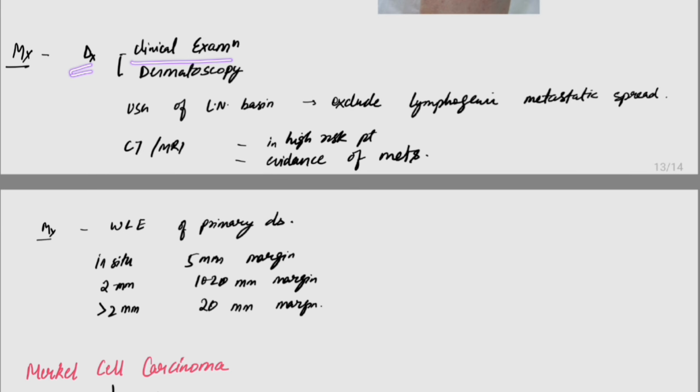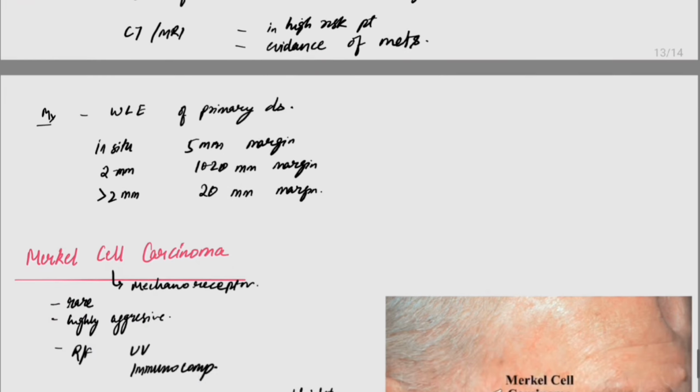Diagnosis is by clinical examination and dermatoscopy. Ultrasound of the lymph node basin can be done to exclude lymphatic metastatic spread. CT or MRI has to be done in case of high risk patients or if there is evidence of metastasis. Management is by wide local excision of the primary disease. If the disease is in situ, we have to go for a 5 mm margin. If the disease thickness is up to 2 mm, we have to go for a 10 to 20 mm margin. If the thickness of the lesion is more than 2 mm, we have to go for a 20 mm margin.